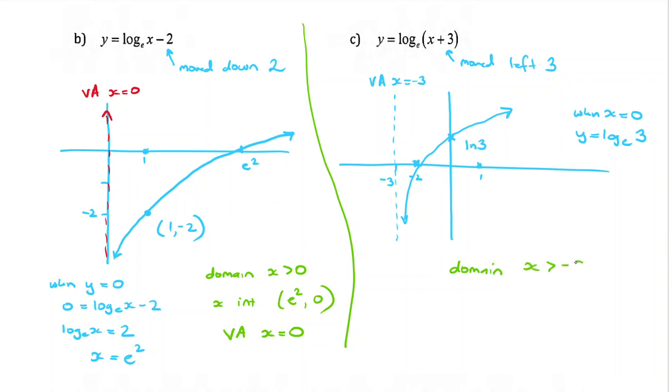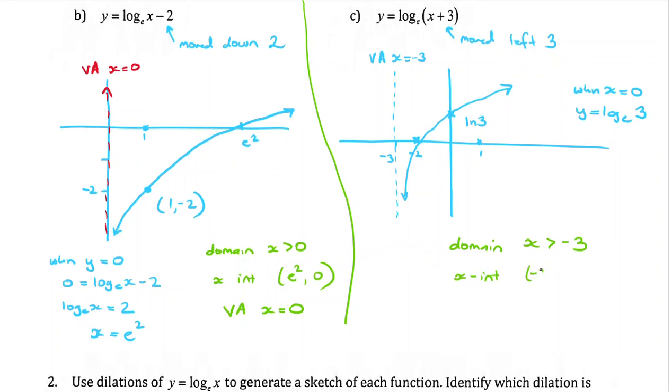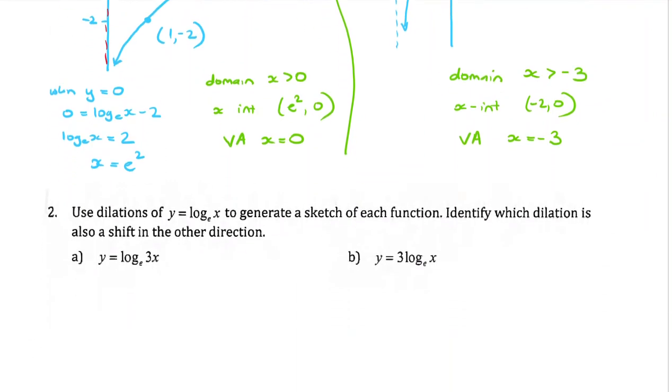Very good. Our x-intercept was at negative 2, 0, and our vertical asymptote is at x equals negative 3. How are we doing? Is that all right? Good, because time to dilate.